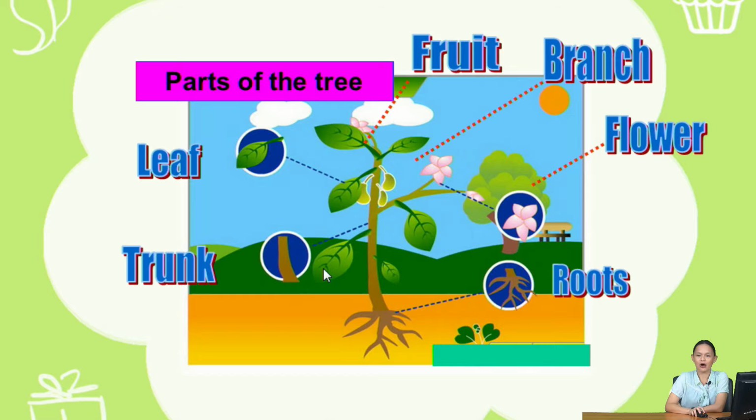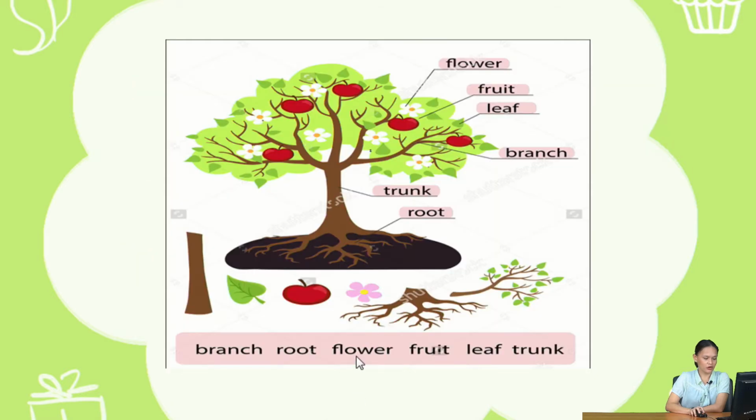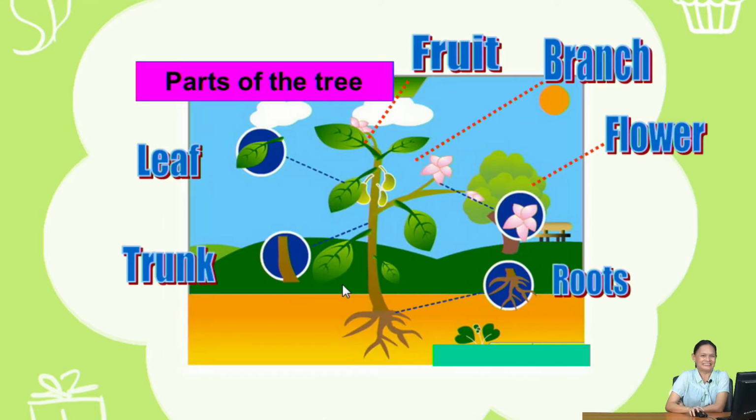Next part of a tree is this one, the color is brown. It is called a trunk. Trunk. So trunk, you can find it here. The long trunk. This one is the long part of a tree. It's called a trunk. T-R-U-N-K. Trunk. So this one, that is a trunk.